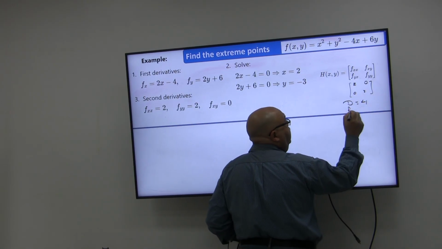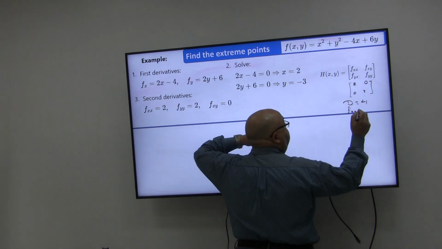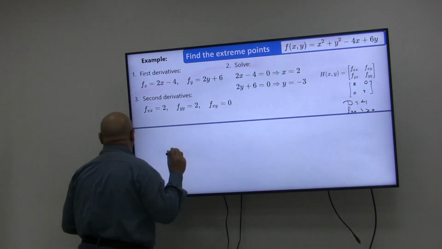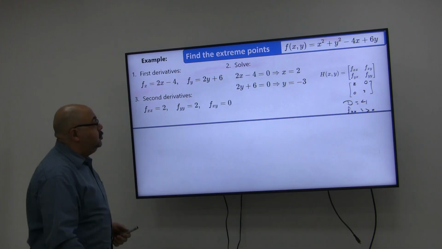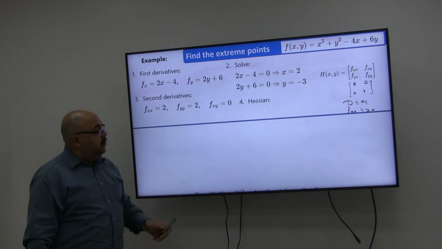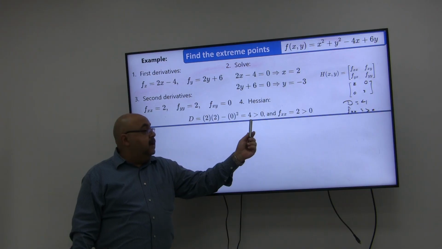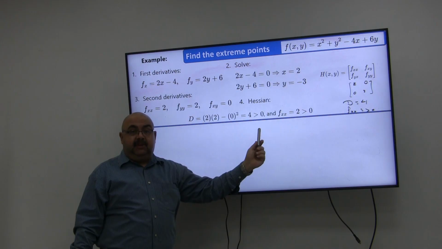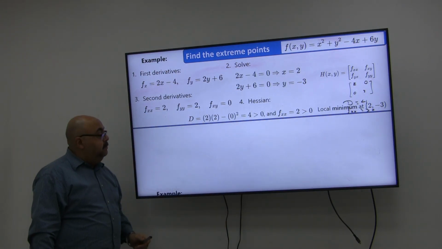And remark that f double x is equal to positive 2, which is greater than 0. According to these two conditions, I will be able to classify my critical point. So the determinant of the Hessian matrix is greater than 0, and f double x is greater than 0. According to my classification, this is going to be a local minimum.